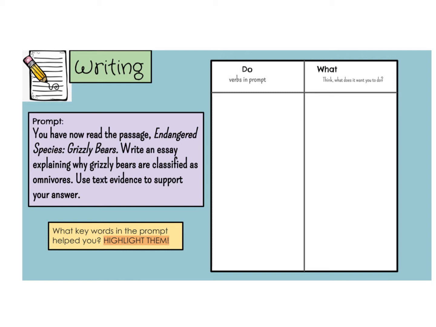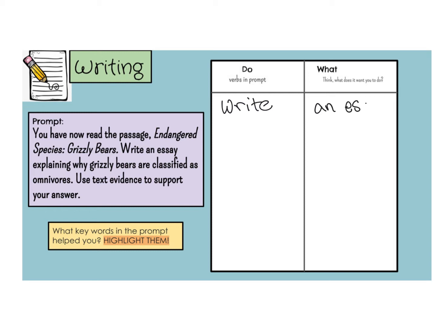As I'm doing my do-what T-chart, I'm thinking about what this prompt is asking me to do. We call those verbs in grammar. You have now read the passage Endangered Species Grizzly Bears. Well, that's the first sentence, but it's not asking me to do anything yet. It's just telling me what I've already read, what I already know. Then it says, write an essay. Oh, I think that's something I'm asked to do. So I'm going to brainstorm right on this side, and it's asking me to write an essay.